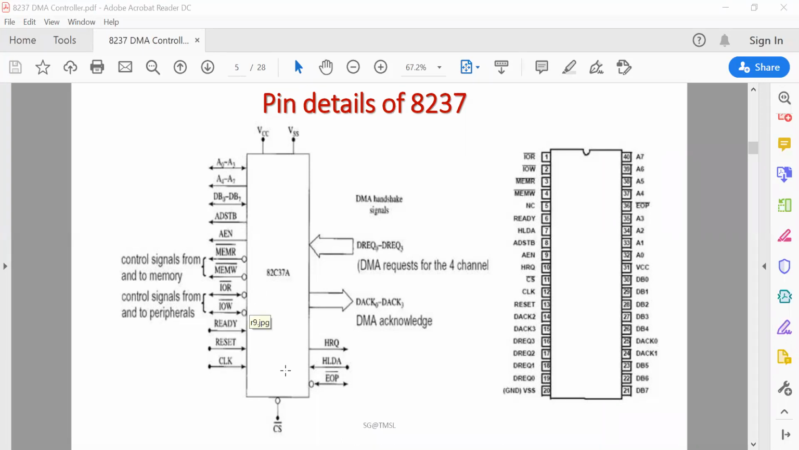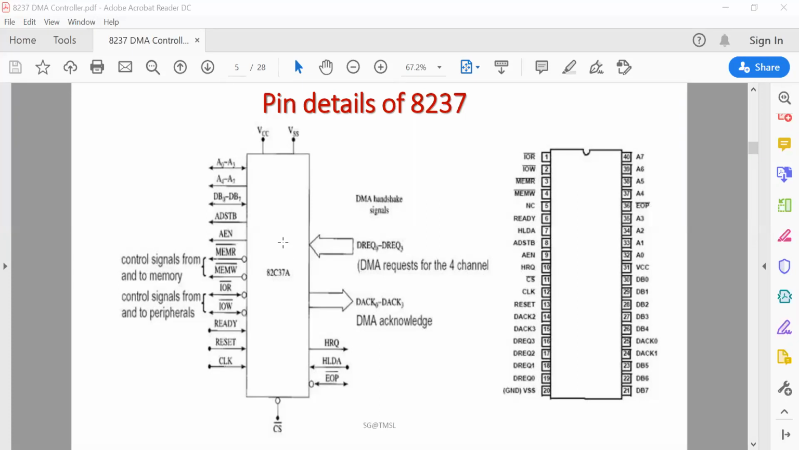Next is the HLDA, hold acknowledge. This active high input signal is to be connected with the HLDA pin of the CPU to indicate to the 8237 that the CPU has released the control of the buses, as a response to a bus request.